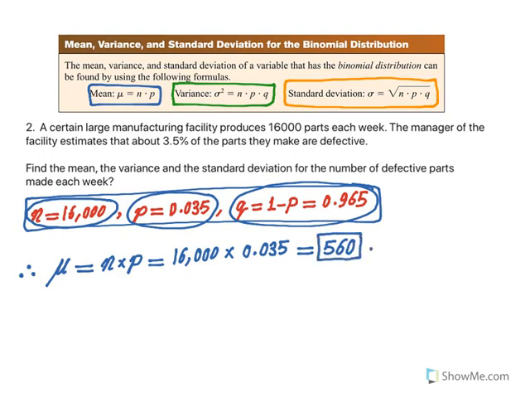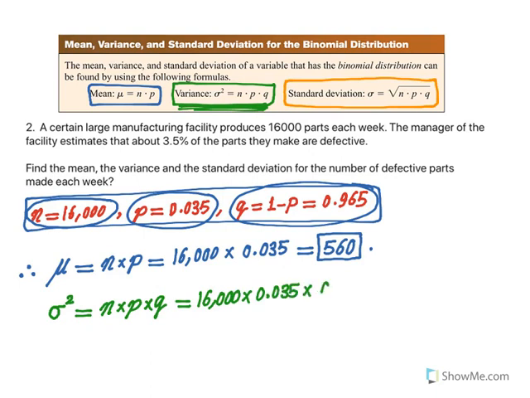Now the variance, sigma squared, is n times p times q. And this will be 16,000 times p, which is 0.035, times q, which is 0.965. And if you compute this, you'd get exactly 540.4 on your calculator.